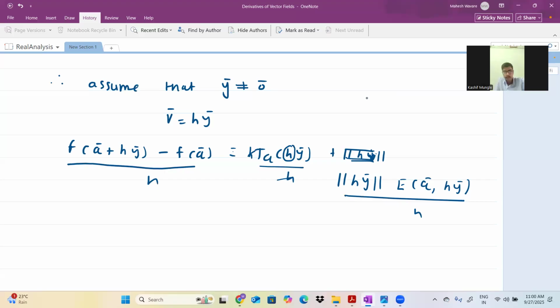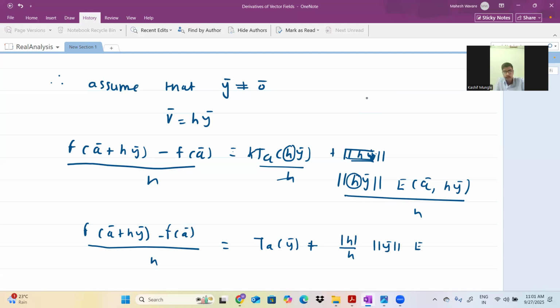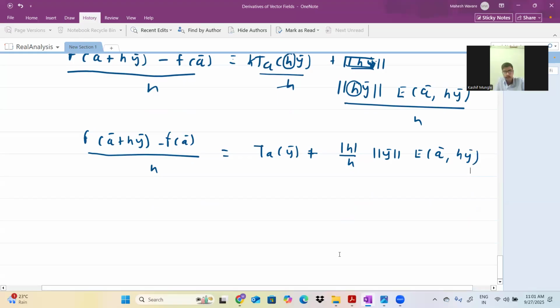Here the norm is also a scalar. In the next step I will write f of a bar plus hy bar minus f of a bar. We are defining the scalar T of y bar plus, so mod h will come outside from the norm. As h tends to 0, the mod h upon h will be plus or minus 1.